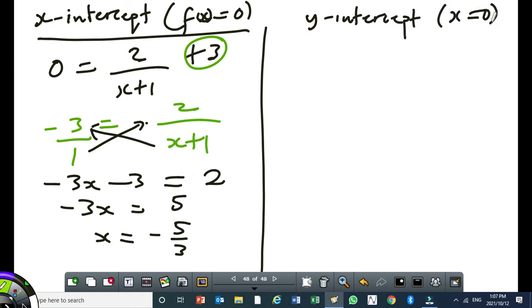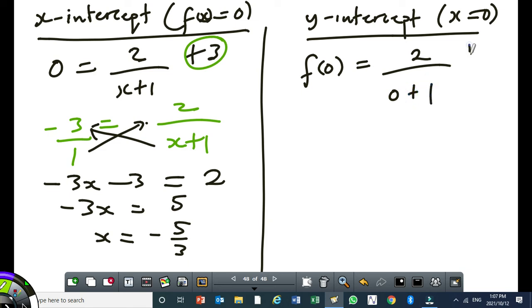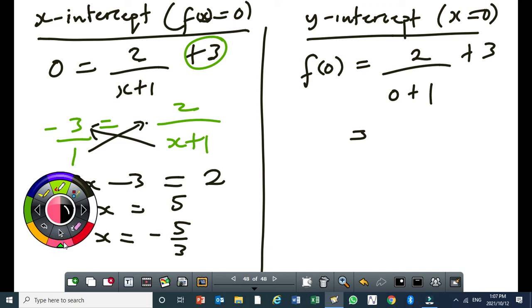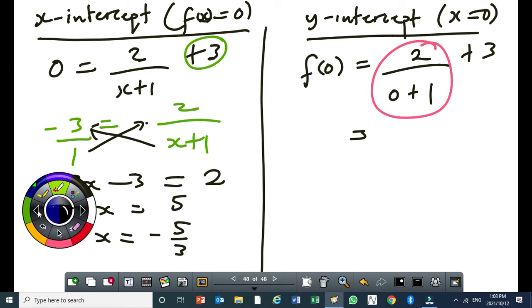The y-intercept, now it exists. You substitute x equal to 0. In grade 10, there was no y-intercept because the y-axis was an asymptote. In grade 11, the y-intercept will exist. So, we put f(0) is equal to 2 over 0 plus 1, plus 3. To simplify this, don't make it complicated. Remember, division starts first from your knowledge of BODMAS. So, you need to simplify this before you start including that positive 3.